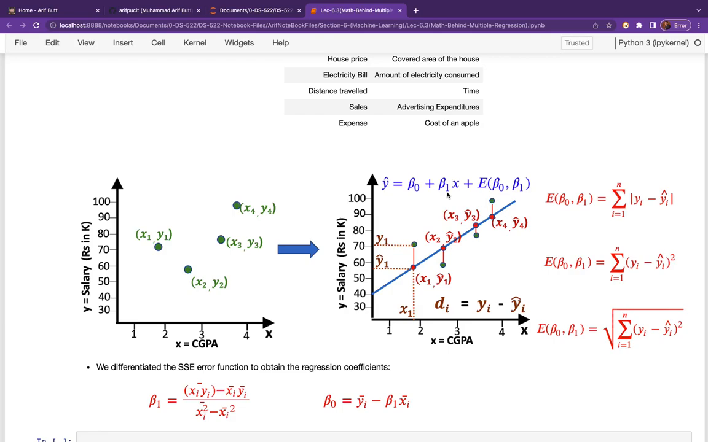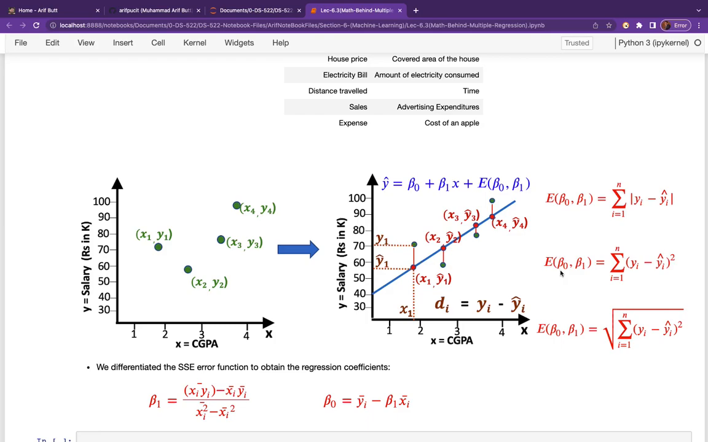In the previous session, we discussed in detail how we can calculate these two regression coefficients, beta naught and beta 1, by minimizing this loss function or error function, which is the sum of squares due to error, that is SSE, and is calculated by the sum of squared distances between the actual point y and its corresponding predicted point y hat, shown with these red lines over here. The goal was to find those values of beta naught and beta 1 for which this error function gives us a minimum value.